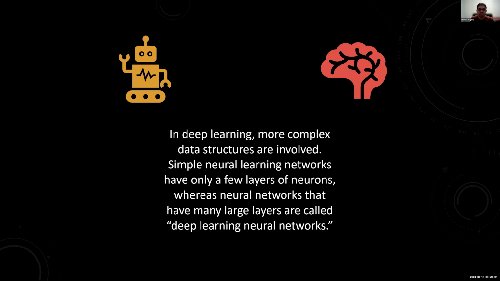So again, deep learning is more complex. It has multiple layers of neurons. Multiple neurons are distributed in large layers, and that's why it's called a deep learning neural network.